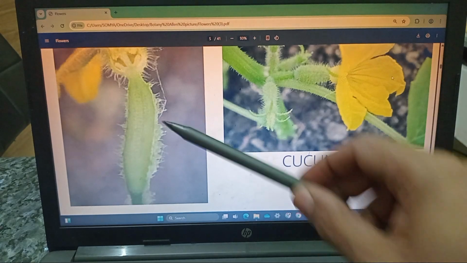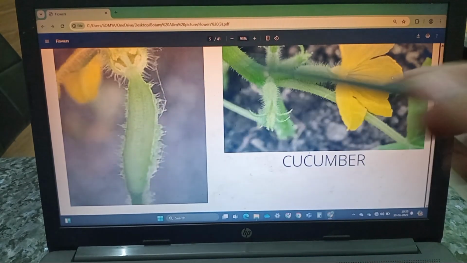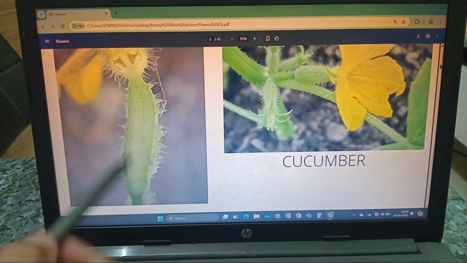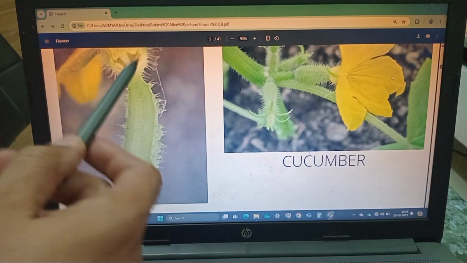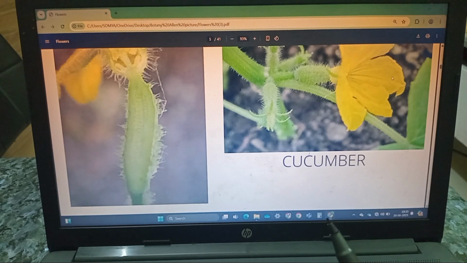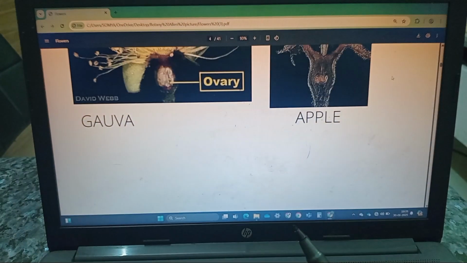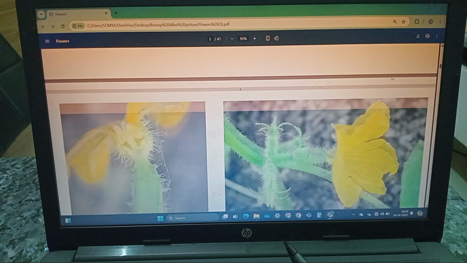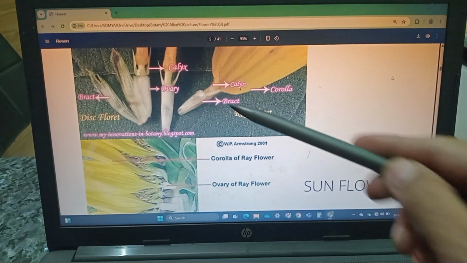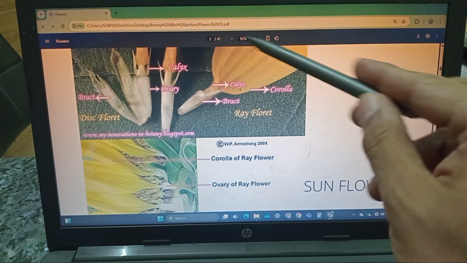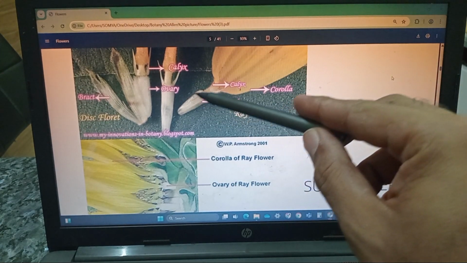You see the cucumber. The fruit is inferior, and the flower is epigynous. So cucumber, guava, and the third example is this ray floret. The ray floret of sunflower, the flower is epigynous and the ovary is inferior.